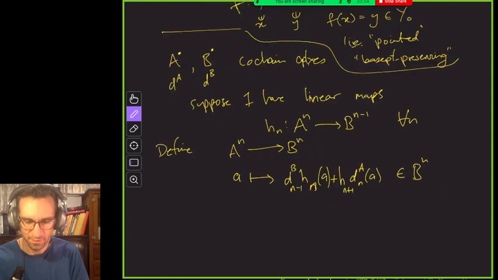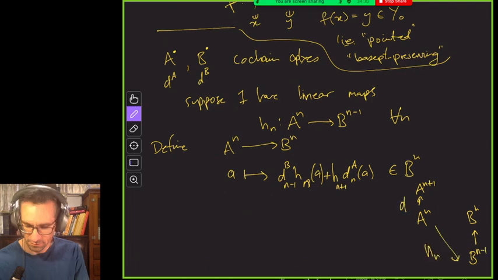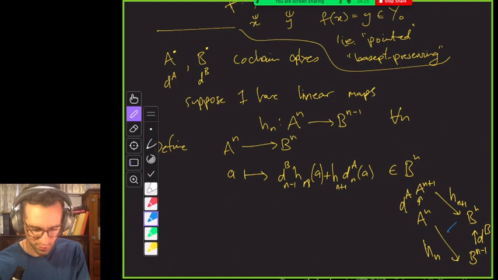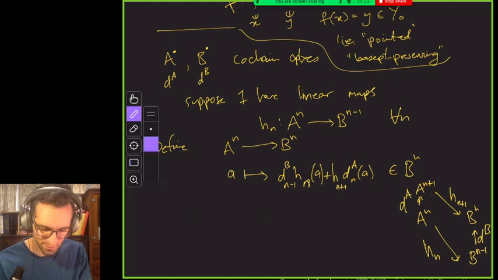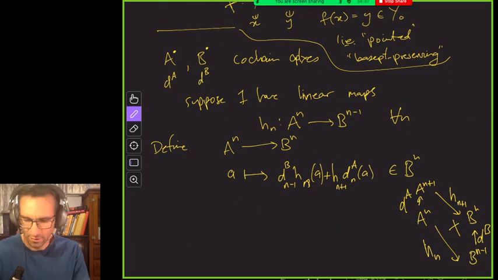So maybe there's a little picture that's worth drawing. h_n, dA, this is dB, this is h_{n+1}. So this square does not commute. Blue's probably a bad color, and green's a bad color, so let's put just a yellow cross. All right, a cross in the middle means this does not commute. But using these two maps, I can define my map that I'm interested in.